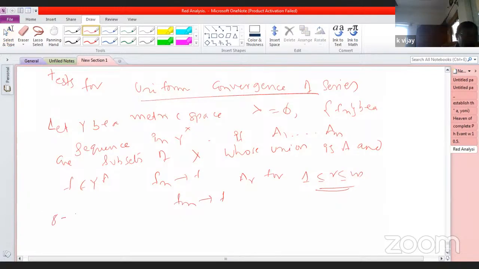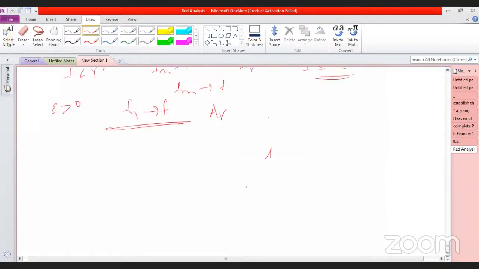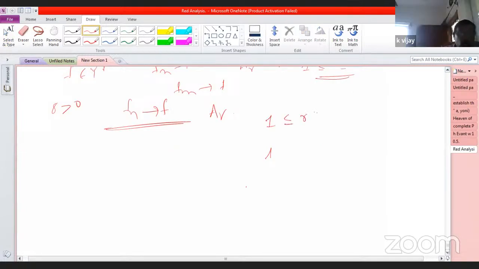So therefore proof: delta greater than 0. If f_n tends to f, it is uniformly on A_r. I am correct? In the earlier I told that it is uniformly on A_r. Correct or not? Correct, sir. 1 less than or equal to r less than or equal to m.